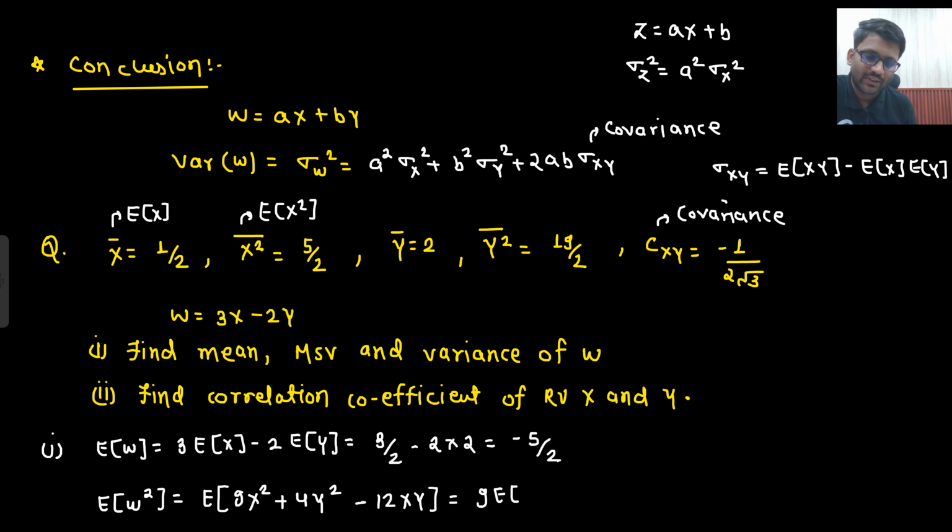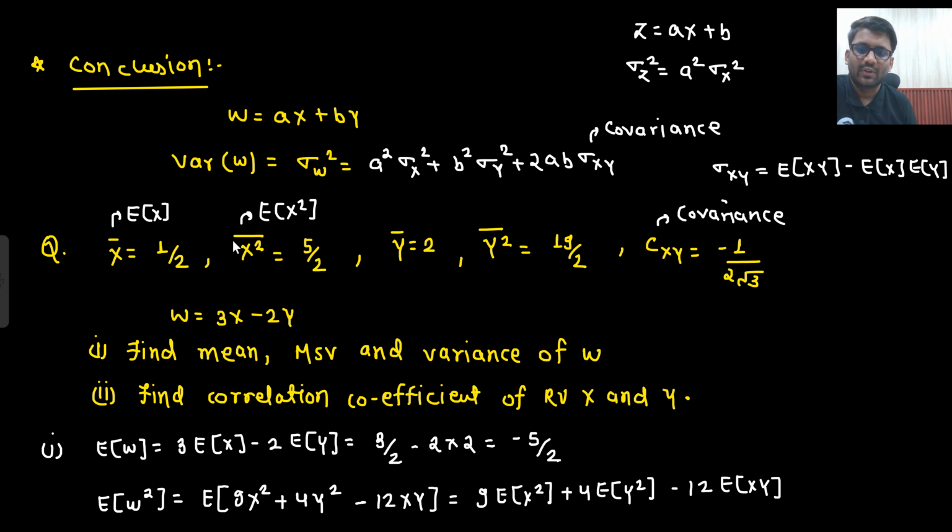So what will I be getting? 9 into expectation of x square plus 4 into expectation of y square minus 12 expectation of xy. So you have the value of expectation of x square, and expectation of y square also, but expectation of xy you do not have. So for that I can use the covariance formula. What does the covariance say? Covariance says that it equals expectation of xy minus expectation of x into expectation of y. The covariance is given, that is minus 1 by 2 under root 3.